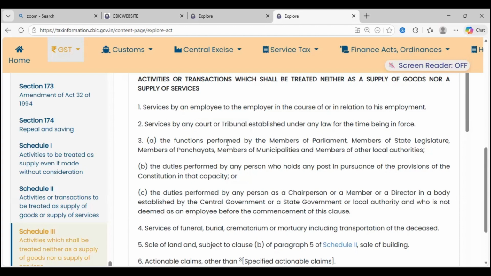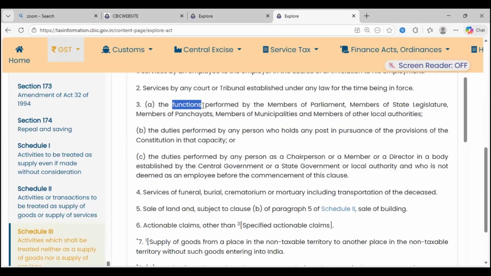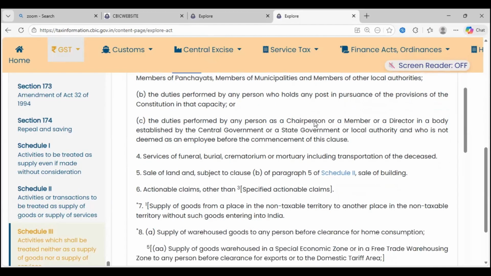Then functions performed by MPs, MLAs, members of panchayat, municipality, the salaries they get paid, or the functions which are done and the money collected by them. We pay municipal tax, we pay local taxes. They say that is subject to neither supply of goods nor supply of services.